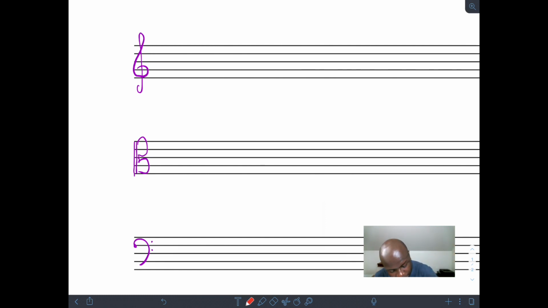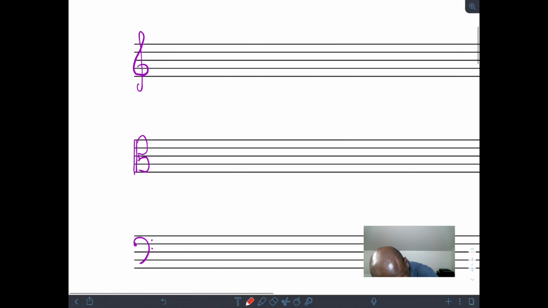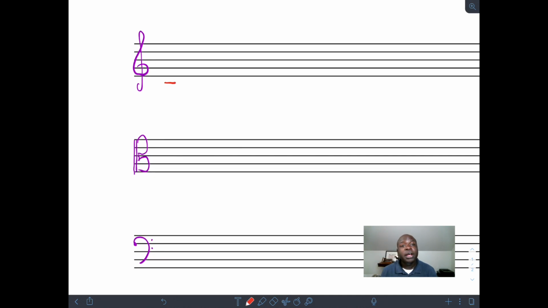Remember, on the treble clef, middle C happens just below the range of that clef. So I'm going to need to borrow a ledger line in order to show that note just below the staff. Okay, so that's where middle C is.